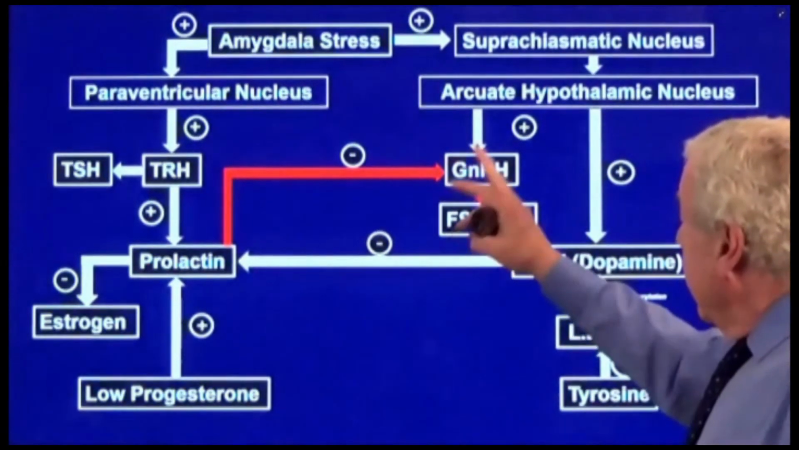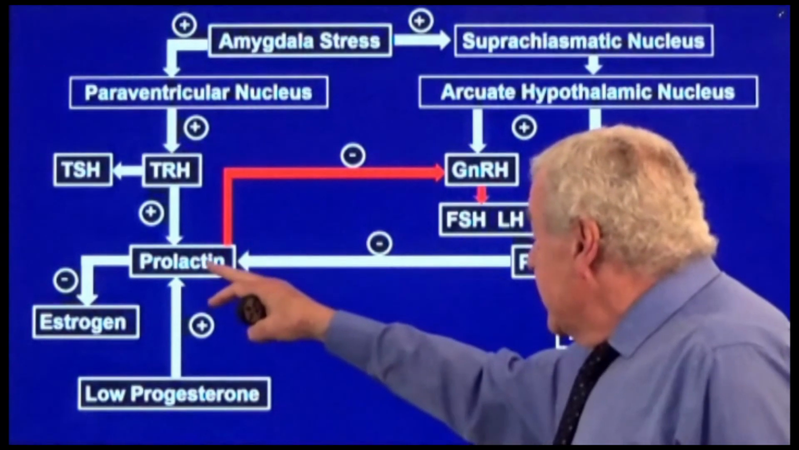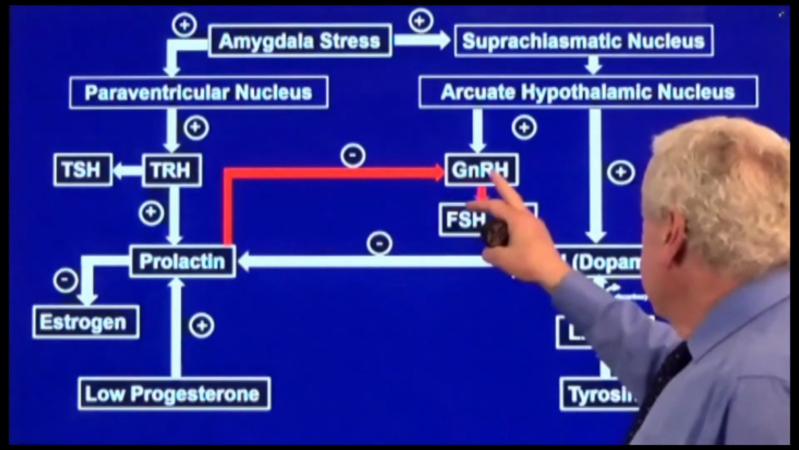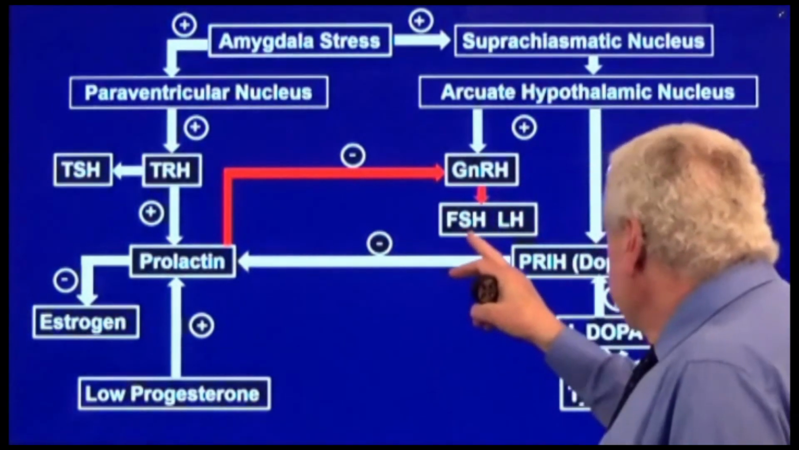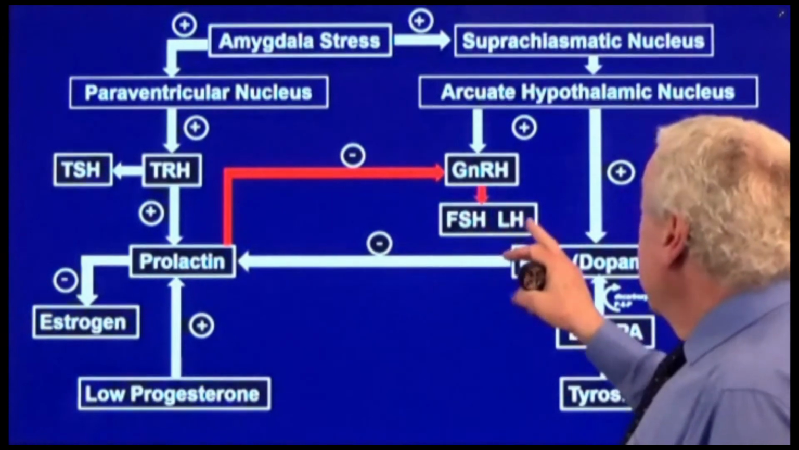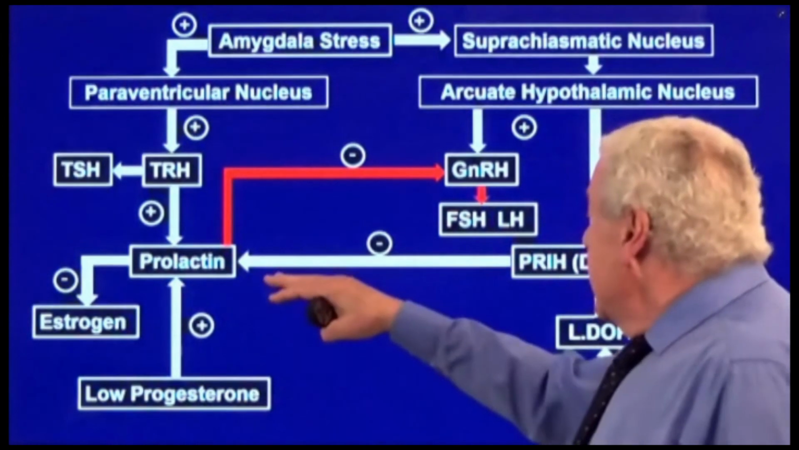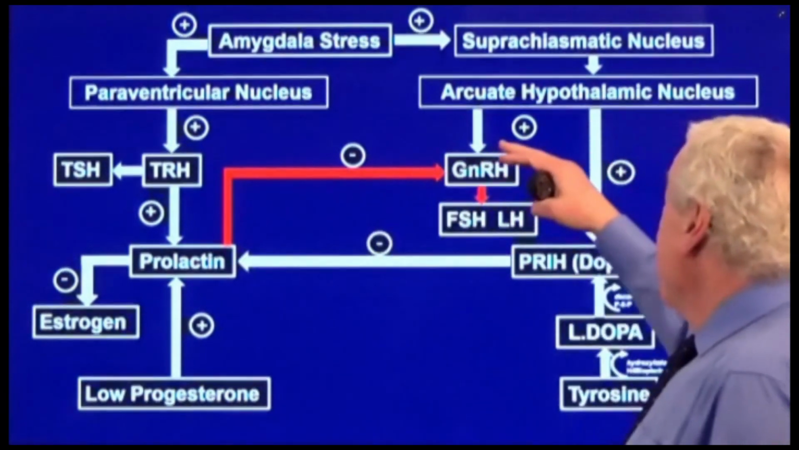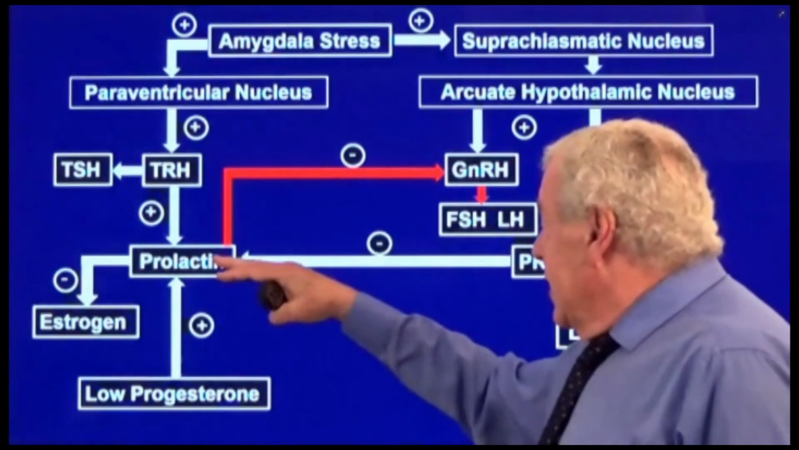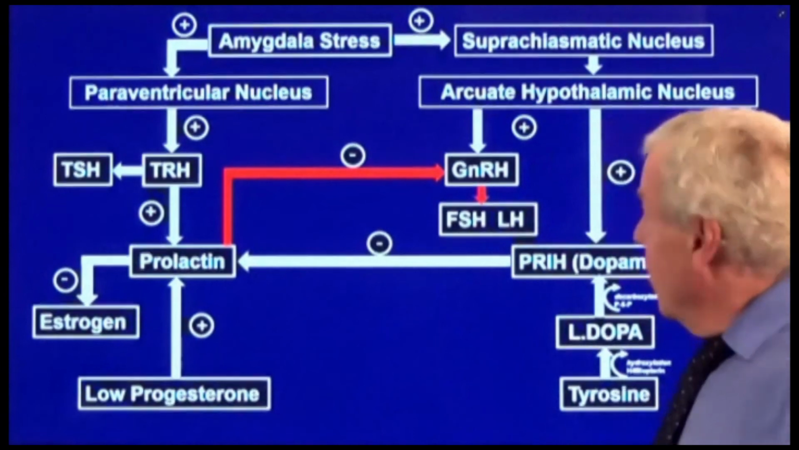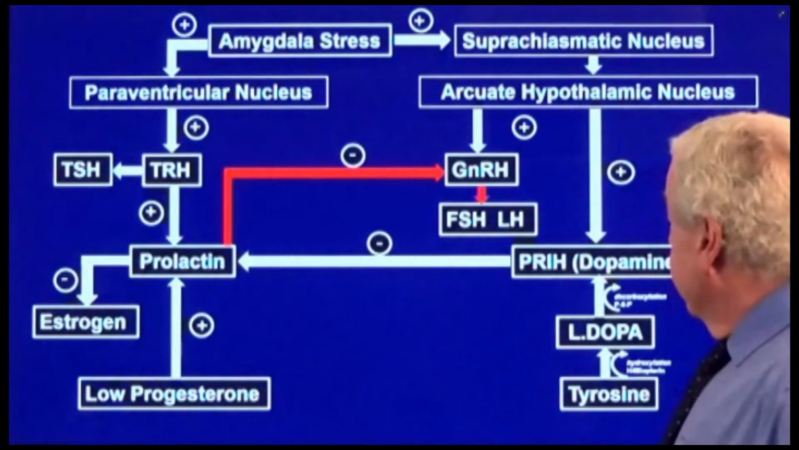If we go back here to the chart that I put together, we've got high prolactin, which inhibits the gonadotropin-releasing hormone from the arcuate hypothalamic nucleus, which then inhibits the production of follicle-stimulating hormone and luteinizing hormone. This is primarily why it's very difficult for breastfeeding mothers to get pregnant again, because they're not producing enough follicle-stimulating hormone and luteinizing hormone. So it's a natural birth control.